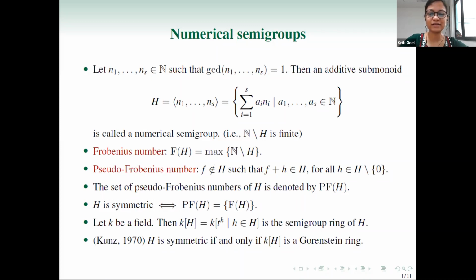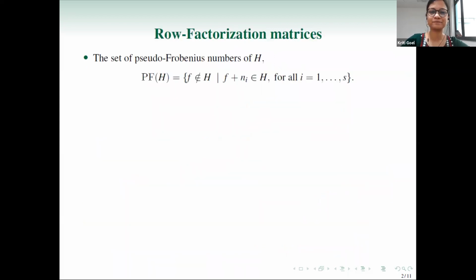And we have already seen that by symmetricity of the numerical semigroup, the cardinality of the set of pseudo-Frobenius numbers is exactly equal to 1. So indeed, pseudo-Frobenius numbers in the background do play a role in characterizing certain properties of numerical semigroups. So let's dig deeper into them.